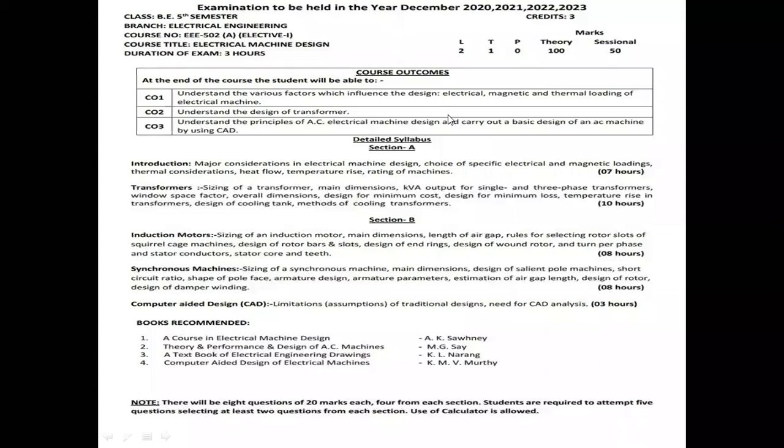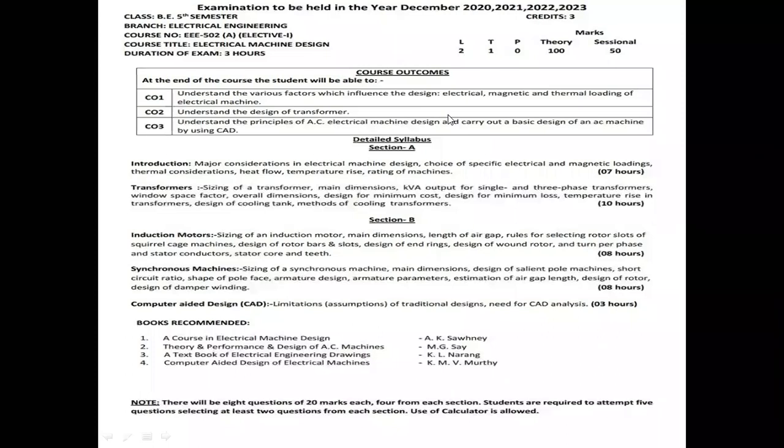Similarly, in Section B there are 3 main units. Number 1 is the induction motor design, number 2 is the synchronous machine design, and number 3 is the new thing added in this curriculum of electrical machine design: computer aided design, called CAD. How a computerized design can be calculated and formulated so that the actual process can be done. So this is all about the syllabus of electrical machine design.